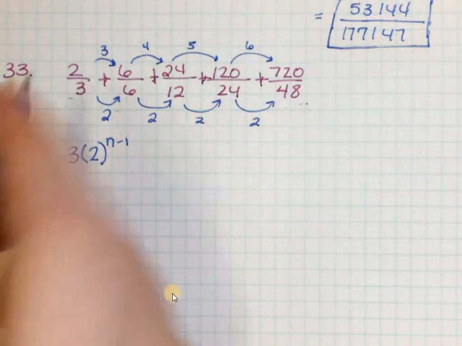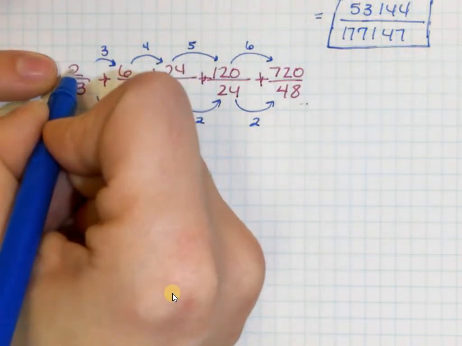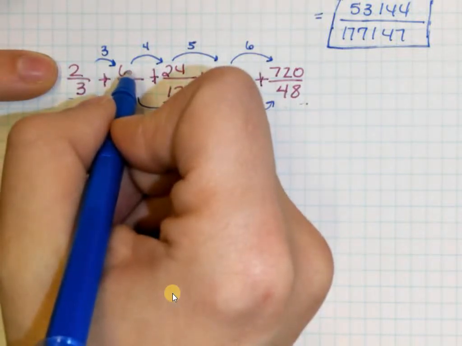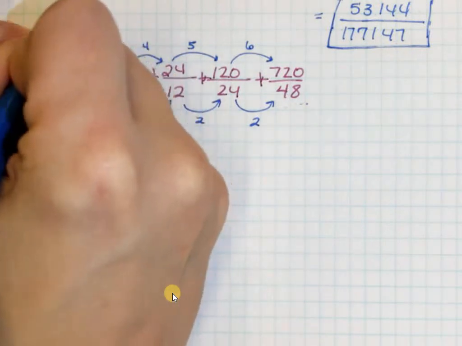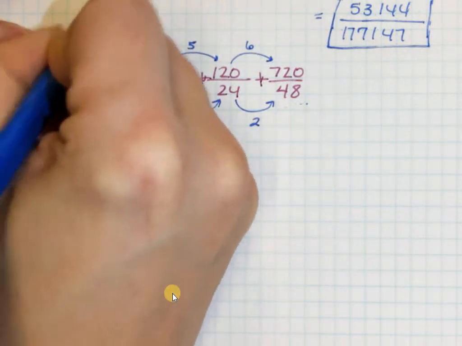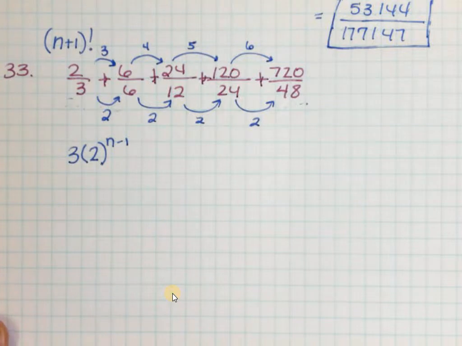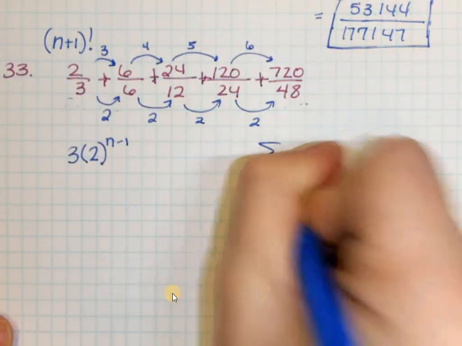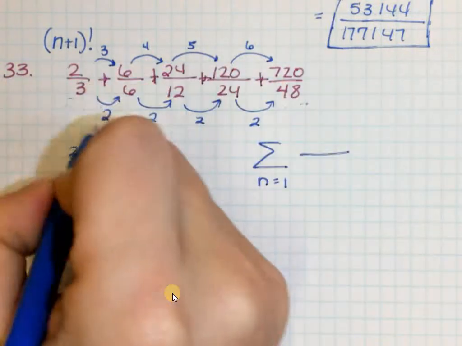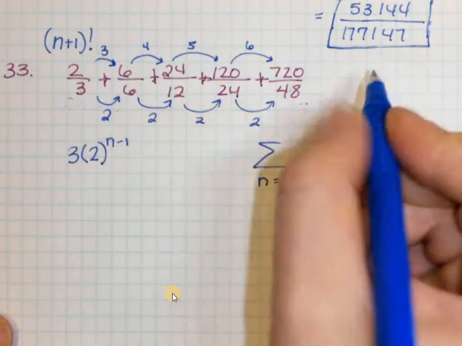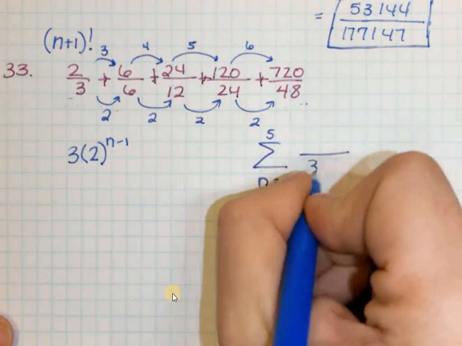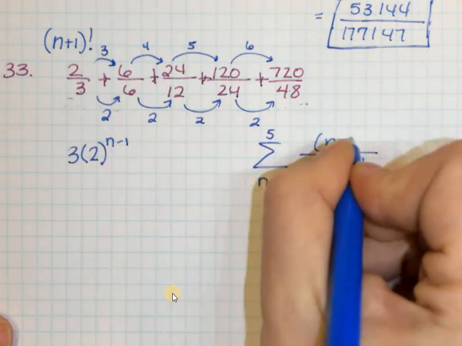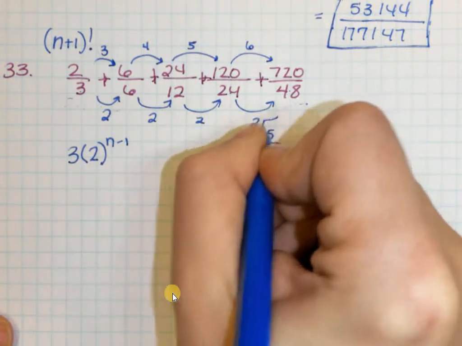That is a factorial. But this isn't 1 factorial. It's 2 factorial. This is 3 factorial. So if I'm going to start with 1, that's got to be n plus 1 factorial. So that means this question, if I start from 1, I go up to 1, 2, 3, 4, 5. The bottom is 3 times 2 to the n minus 1, and the top is n plus 1 factorial.